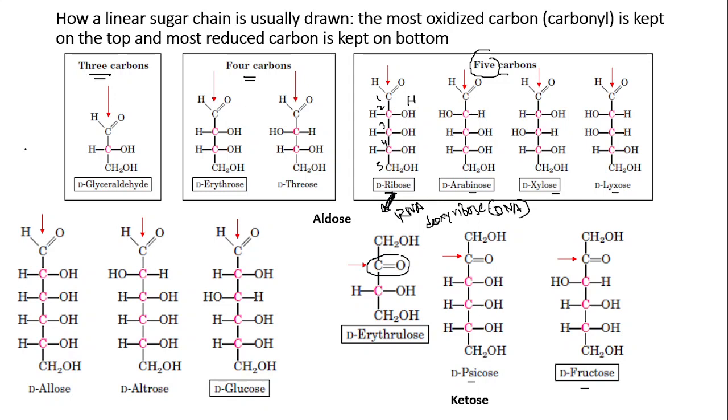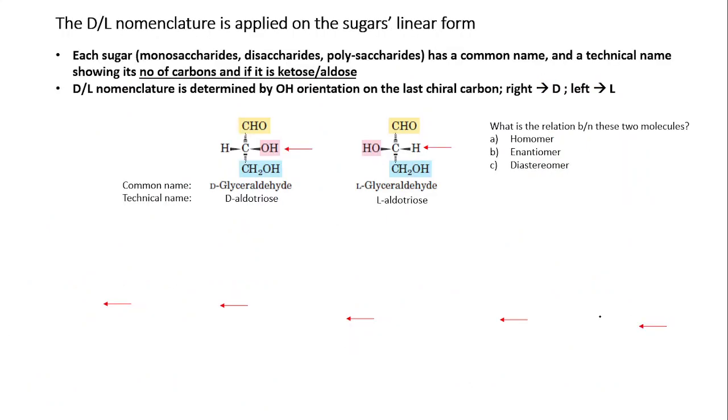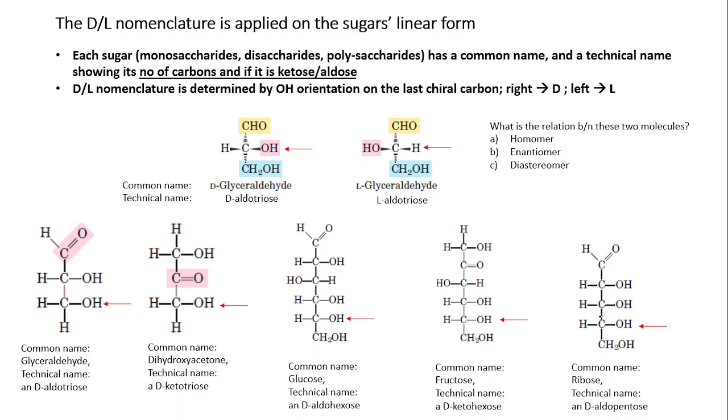So why are all these things named as D? Because if you look at the last chiral carbon, the penultimate carbon, all of them have a D configuration. So that's why these are D, not because of other positions. We have to be very careful about that. This is what we are referring to in the D and L nomenclature, and it is the penultimate carbon we are talking about at this position.